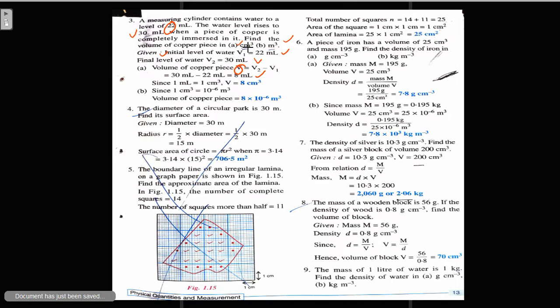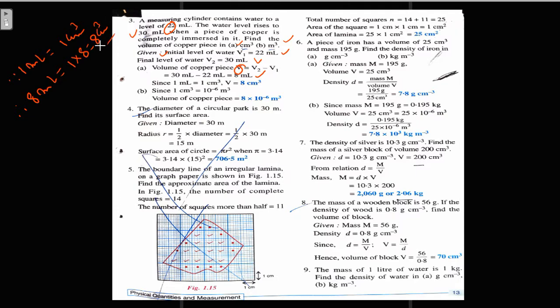in centimeter cube. Here, because 1 milliliter equal to 1 centimeter cube, as I have told you earlier, so 1 milliliter equal to 1 centimeter cube. So how many milliliter do we have? 8 milliliter. Therefore 1 into 8 equal to 8 centimeter cube, right?